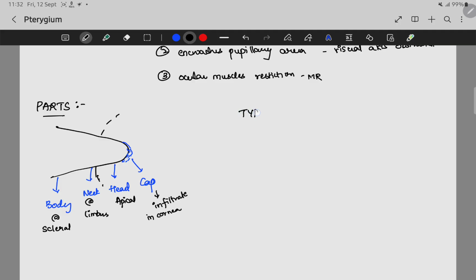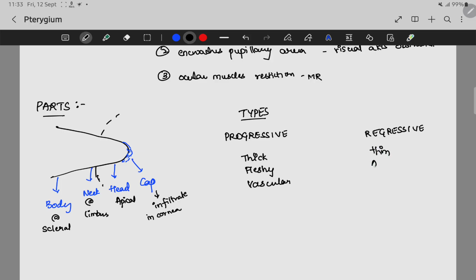Coming to the types of pterygium. One is progressive and another is regressive. Progressive is thick, fleshy, vascular, whereas regressive is thin, atrophic, avascular or with very little vascularity.